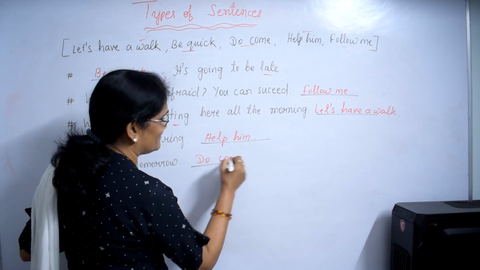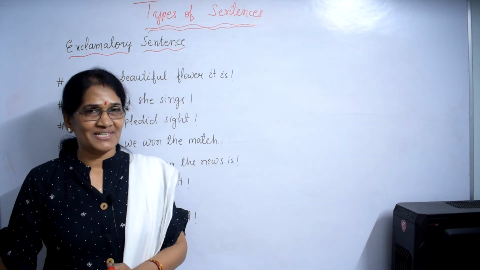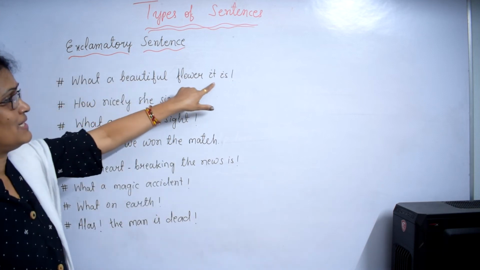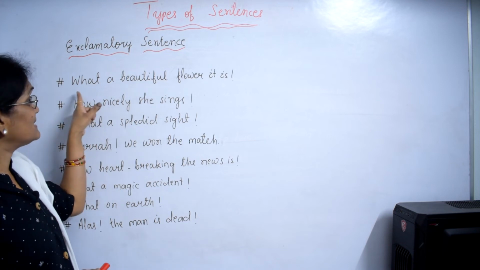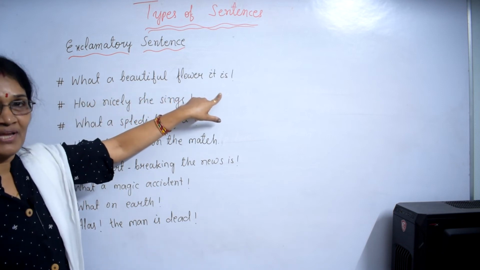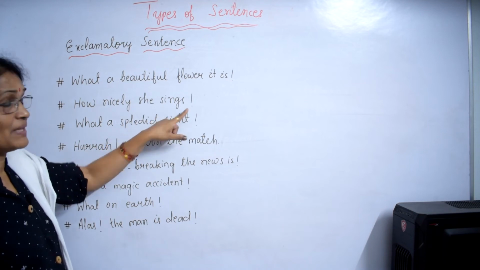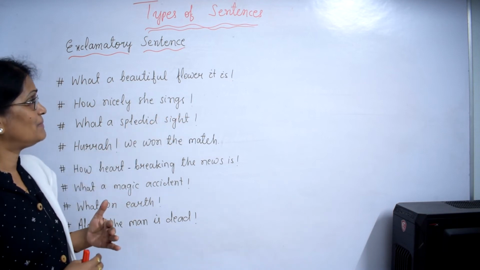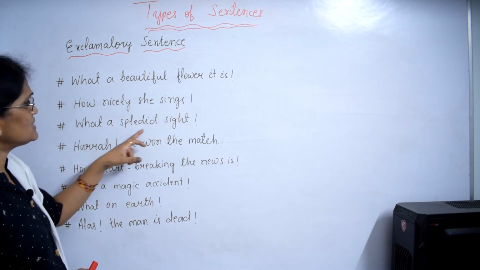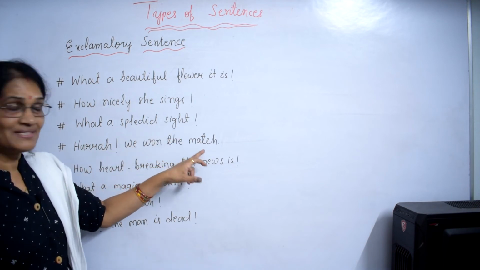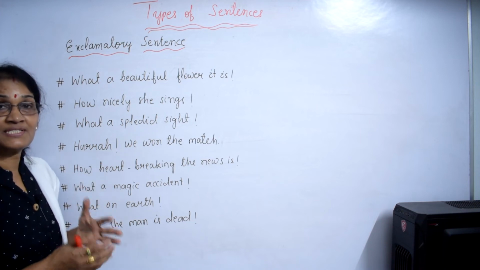Let's learn exclamatory sentences. Last one. What a beautiful flower it is. The sentence expresses surprise. How nicely she sings. Maybe excitement, maybe surprise. What a splendid sight. Hooray, we won the match. It shows happiness, expresses happiness.